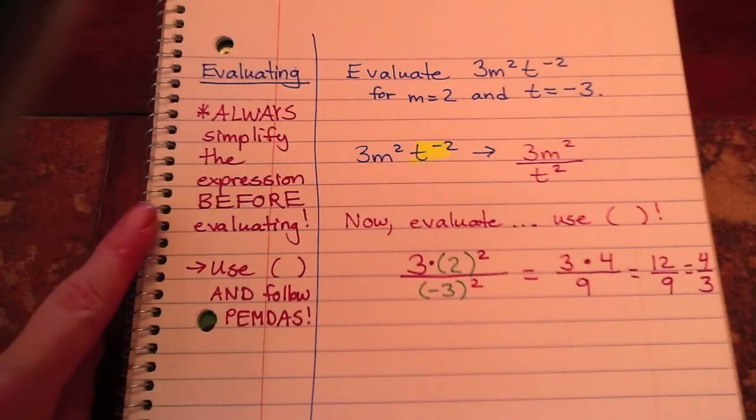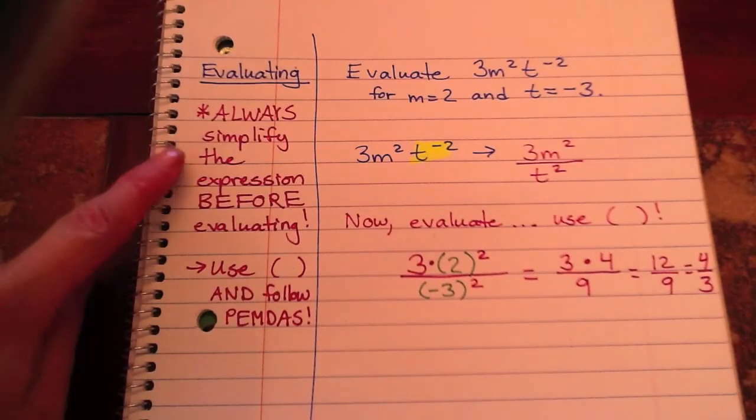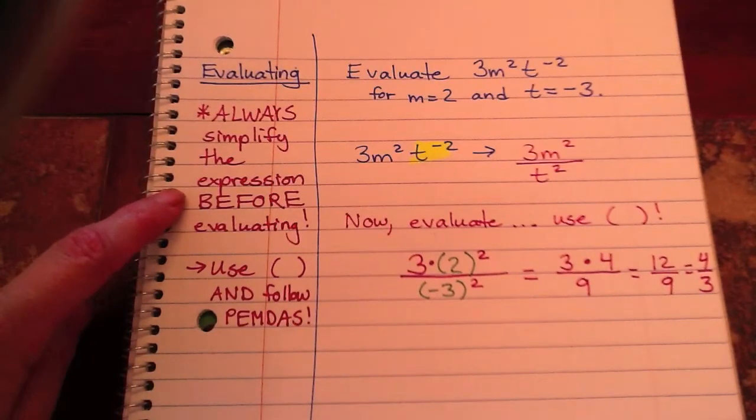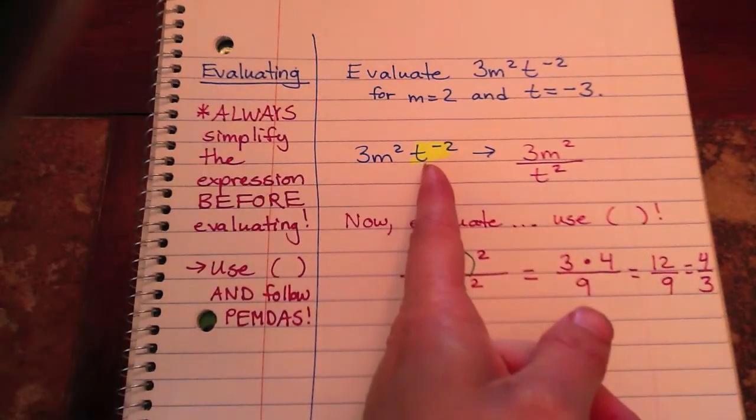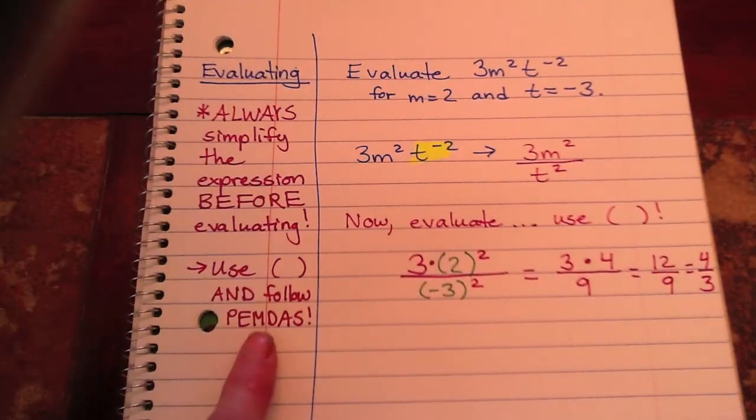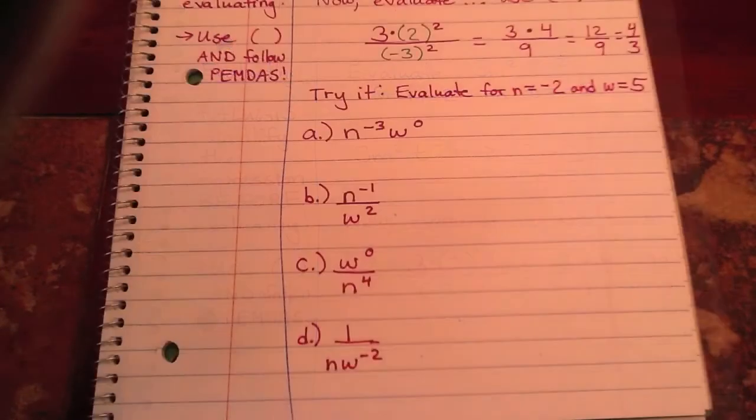Write this down on the left. It's exactly what I talked about. Always simplify the expression before you evaluate. That was this first step we took here. And then always use your parentheses and follow PEMDAS, order of operations. Hit play when you're ready to write the rest of the examples down.